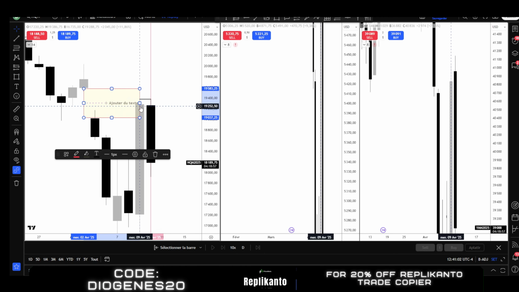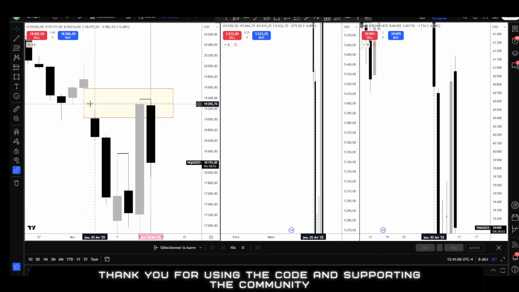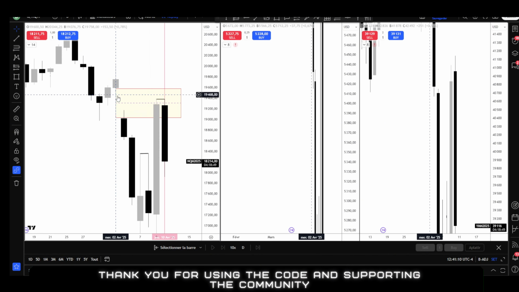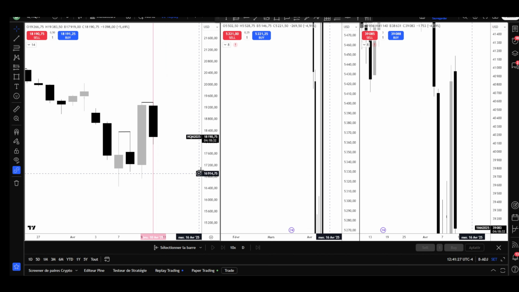And we did it from... Is this a new wick opening up or something? What is this? I don't know what this is. Oh, this is just a glitch, because this candle normally closed down here. This is just a glitch. Or maybe not, they did it on purpose, so they know where to sell.